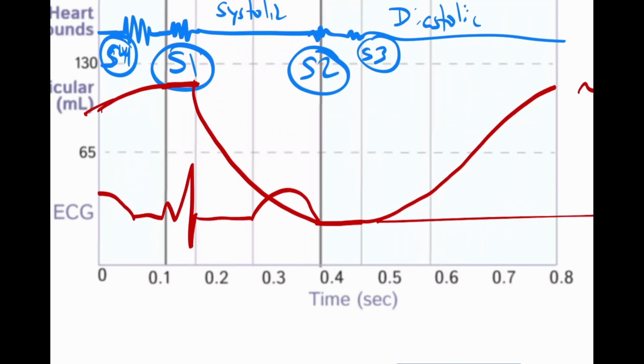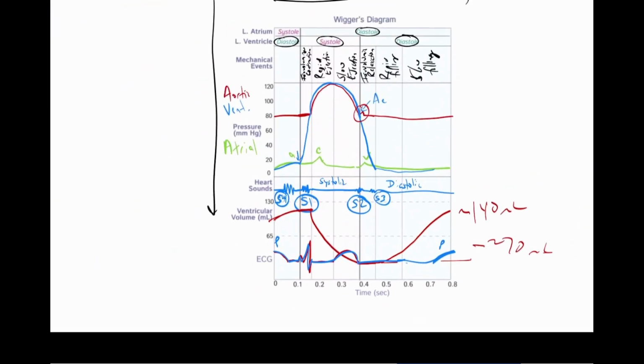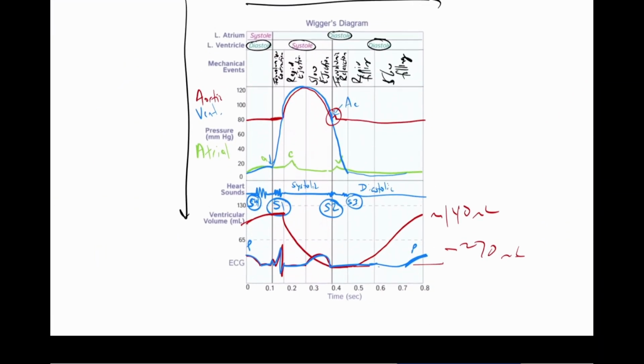I should change the colors. Okay. And this is the beginning part of the P wave again, and there's the rest of the P wave because of the way the cycle was on this page. Because we're trying to align it with ventricular filling.